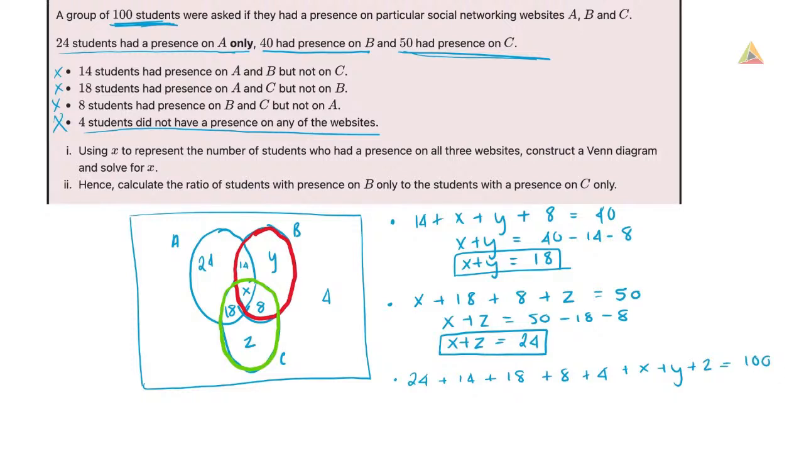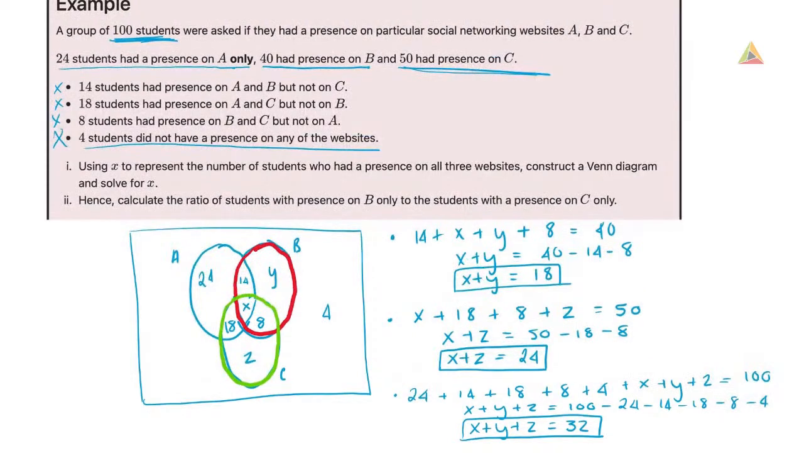So the same thing, I'm going to get letters to one side, numbers to another. X plus Y plus Z is equal to 100, take away 24, take away 14, take away 18, take away 8, take away 4. Again, you can put that straight into the calculator and you'll get X plus Y plus Z is equal to 32. So now you have a third equation. Now I'm just going to number these equations. I'm going to number this 1, 2, and 3.